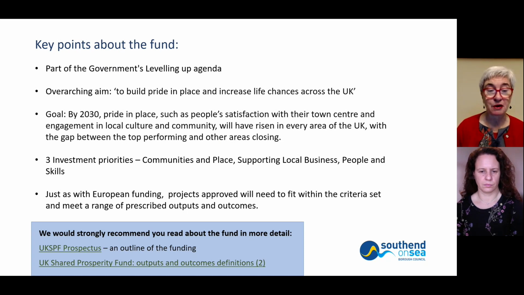UKSPF has been separated into 3 investment priorities: communities in place, supporting local business, people and skills. And your project will have to fit within one of those investment priorities. We would really recommend that you have a look at the UKSPF prospectus. It's available online and it gives you much more detail about the way that the fund is structured. And we'll come on to it a little bit later, but there's also a very good and useful document about the outputs and outcomes that each project will be expected to deliver as well.